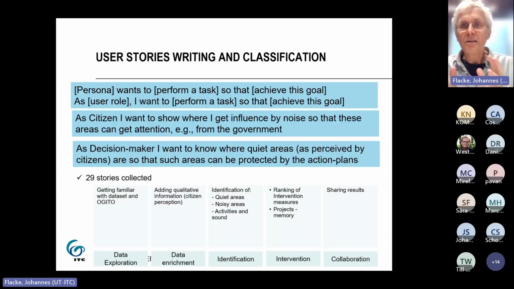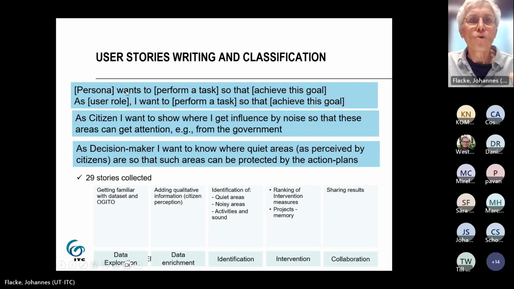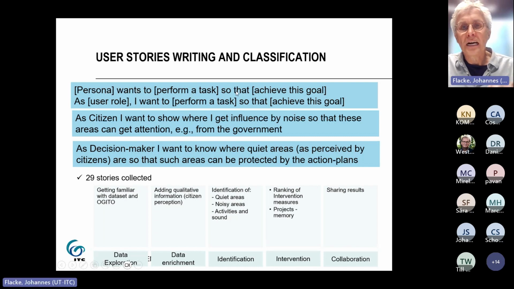To give you an idea, if you have never seen user story writing, user stories are a very structured and clearly defined process. A user story says a certain persona wants to perform a certain task to achieve a certain goal. Or: as a user role, I want to perform that task to achieve this goal. In our example we asked the users what kind of user stories they have for the map table tool that we want to develop.